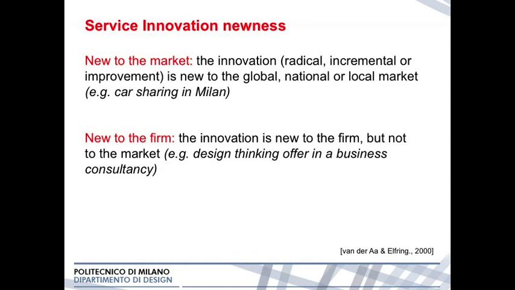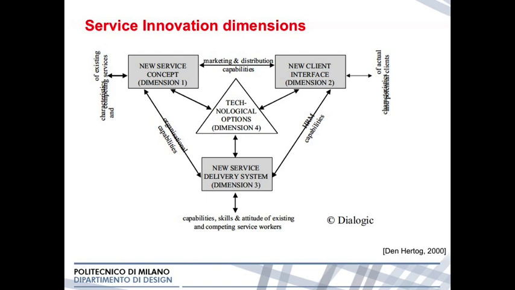So let's say that a business consultancy decides to introduce a design thinking offer. And so this is an innovation for the firm itself, not for the market, because the market has already been, for example, delivering design consultancy offers. Okay, so we have different levels of innovation, radical, incremental, improvement, and then innovation can be new to different things.